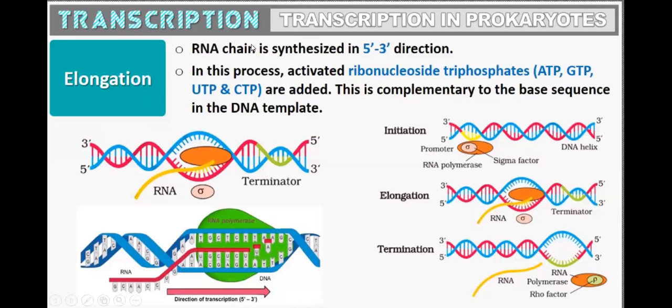Now next is elongation. During this elongation process, the RNA chain is synthesized in the 5' to 3' direction. In this process, activated ribonucleoside triphosphates, adenosine triphosphate, guanosine triphosphate, uridine triphosphate, and cytidine triphosphate, are added. These are complementary to the base sequence in the DNA template. So in this way, the RNA will be synthesized during the elongation process.